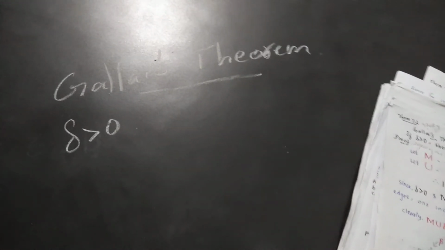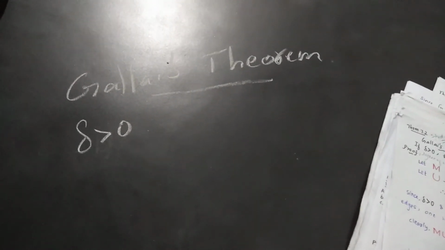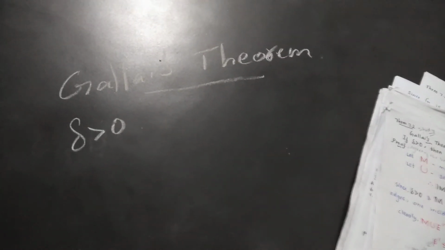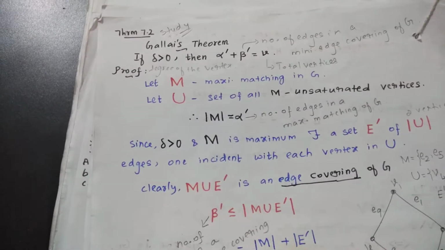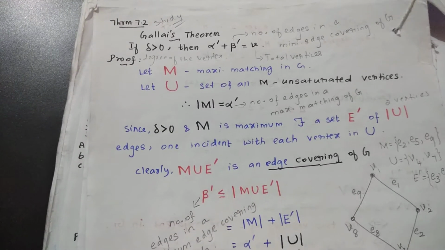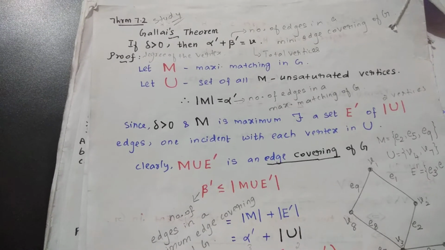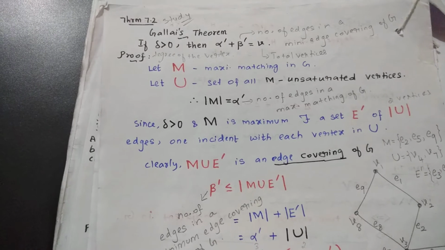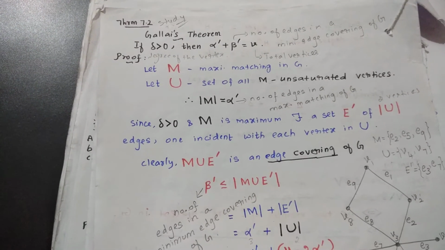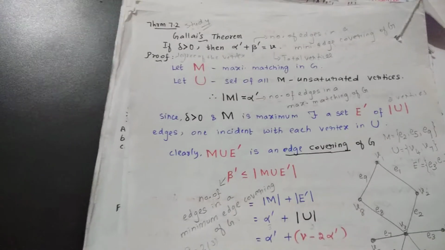So that is why, before going into the proof, let us know something more important related to the proof of Gallai's theorem. Here in the statement of Gallai's theorem, look at this: if delta greater than 0, then alpha dash plus beta dash is equal to small v. That is what we have to prove. Before entering into the proof, you have to know what is delta greater than 0, what is alpha dash, what is beta dash, and what is small v.